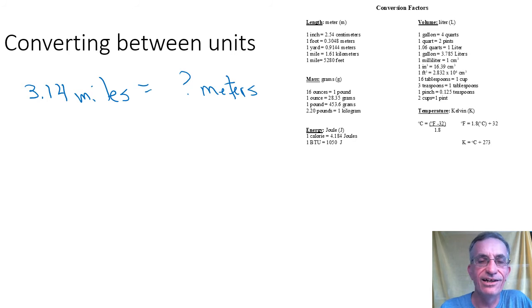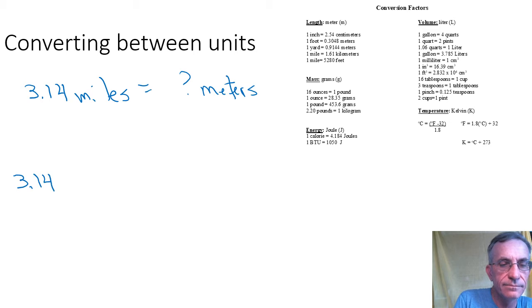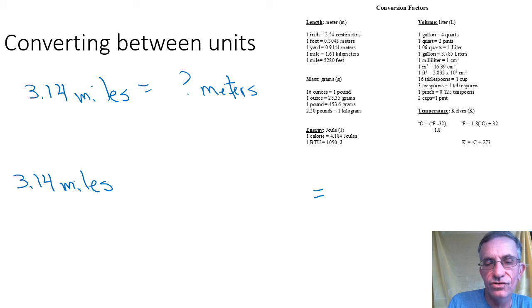Okay, so let's see if we can convert. So if you run 3.14 miles, how many meters is that? So again, good habits, good habits, good habits. Write down your beginning number and unit. Leave yourself some space. Write down the unit you're trying to go to, meters. And in the middle, we're going to have to put a conversion factor.